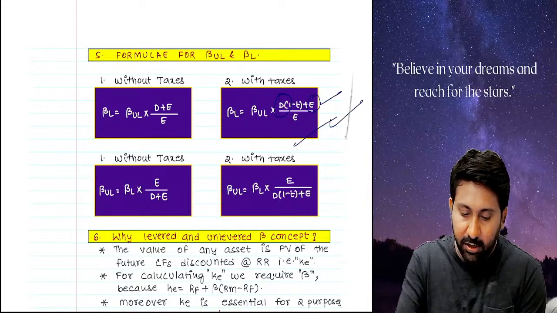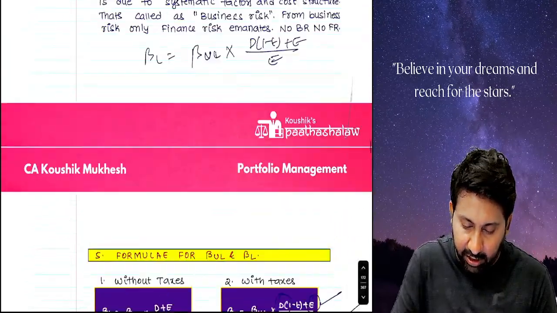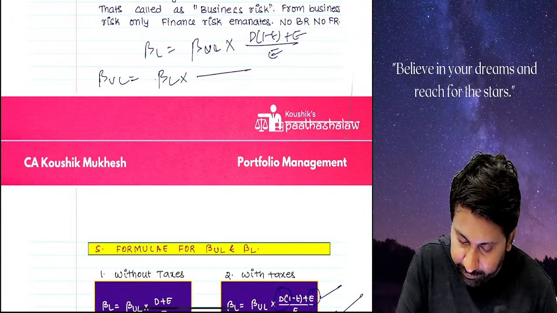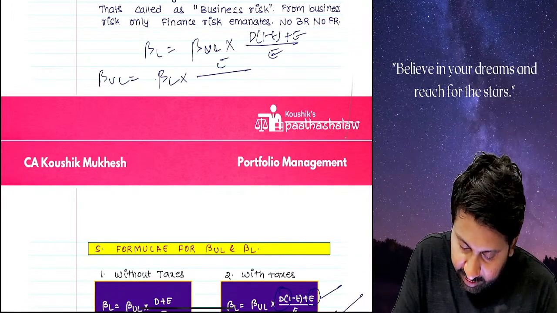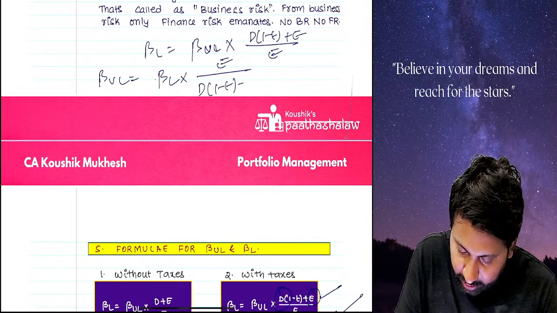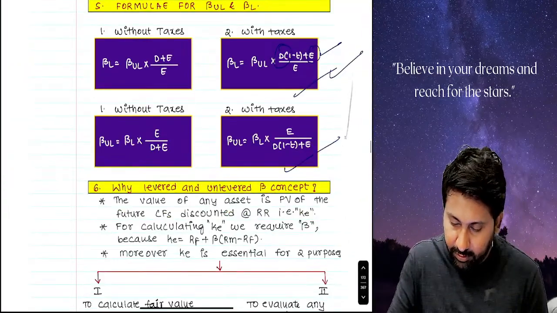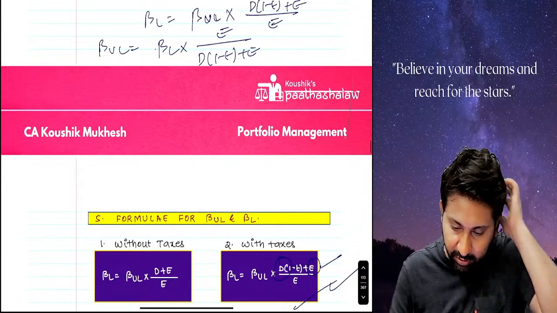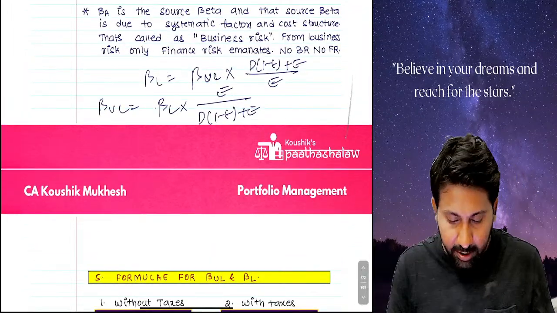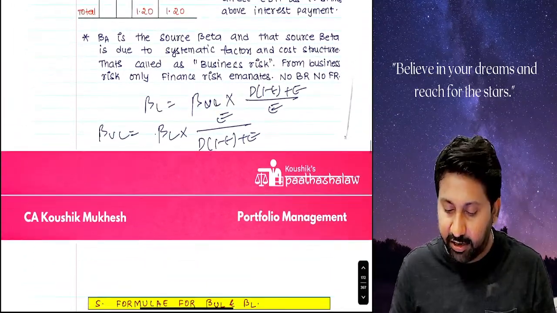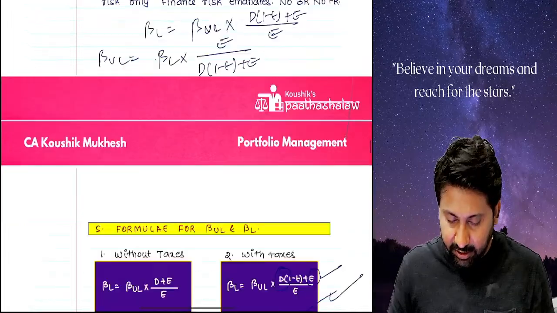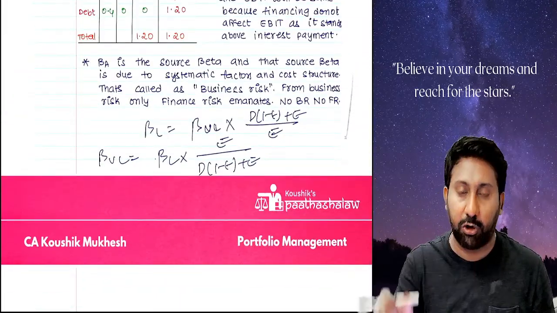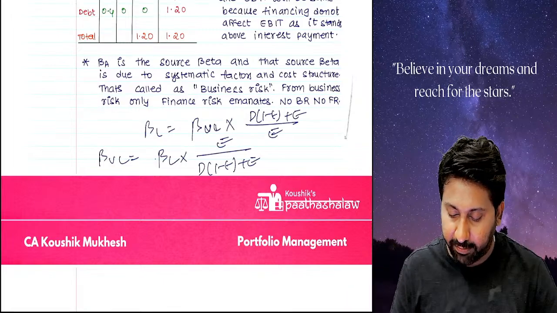Next, levered and unlevered beta formula. Beta unlevered equal to beta levered into E divided by D into 1 minus T plus E. The formula you have to remember, there is no choice for that. So tell me, what is the formula? Beta levered equal to beta unlevered into D into 1 minus T plus E, by E. Beta unlevered equal to beta levered into E by D into 1 minus T plus E.